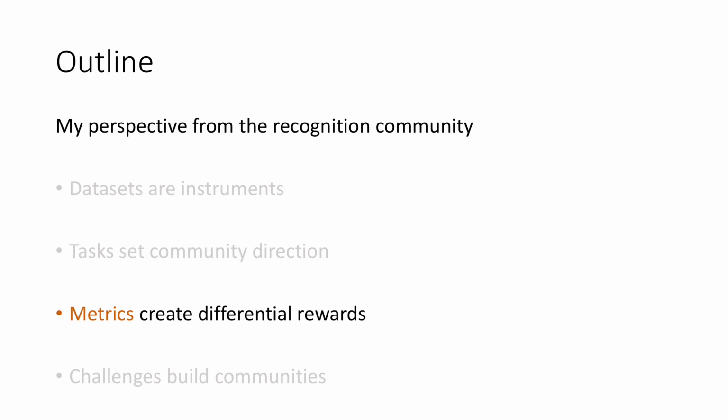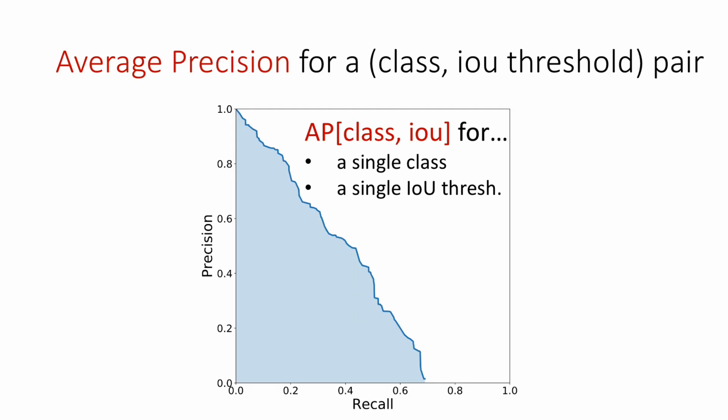Let's see how the choice of metrics can create differential rewards. For this, we will look at localization accuracy in the context of object detection. In object detection, the primary metric that is used is average precision. Average precision is essentially the area under the precision recall curve for a category. However, to compute this curve, it is necessary to grade each box or mask prediction as a true positive or false positive. This is generally done using a threshold on the intersection over union between a predicted object and its match in the ground truth.